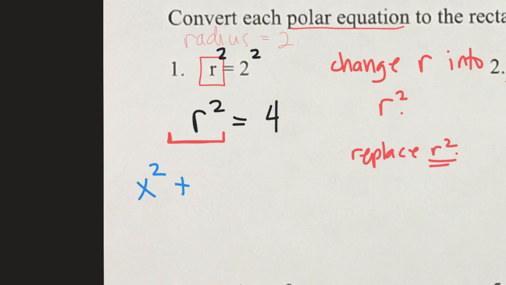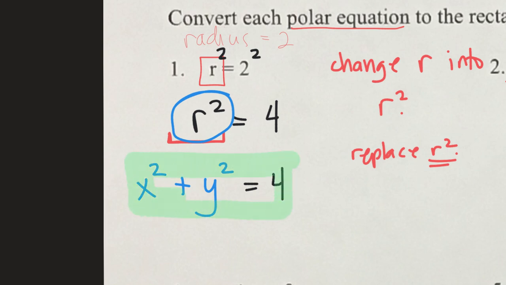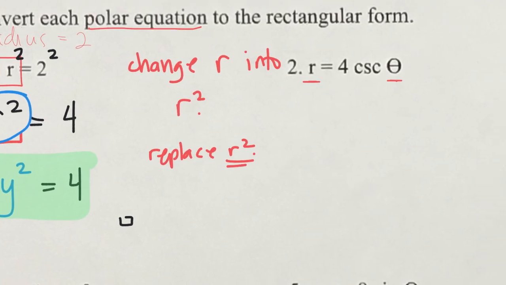So I have created a term that is replaceable. r squared is something that can be replaced. And whether you know it or not, this is your rectangular equation for a circle centered at the origin with a radius of 2, which means we're done with the problem. x squared plus y squared equals 4. That is your answer. So let's look at our second one here.